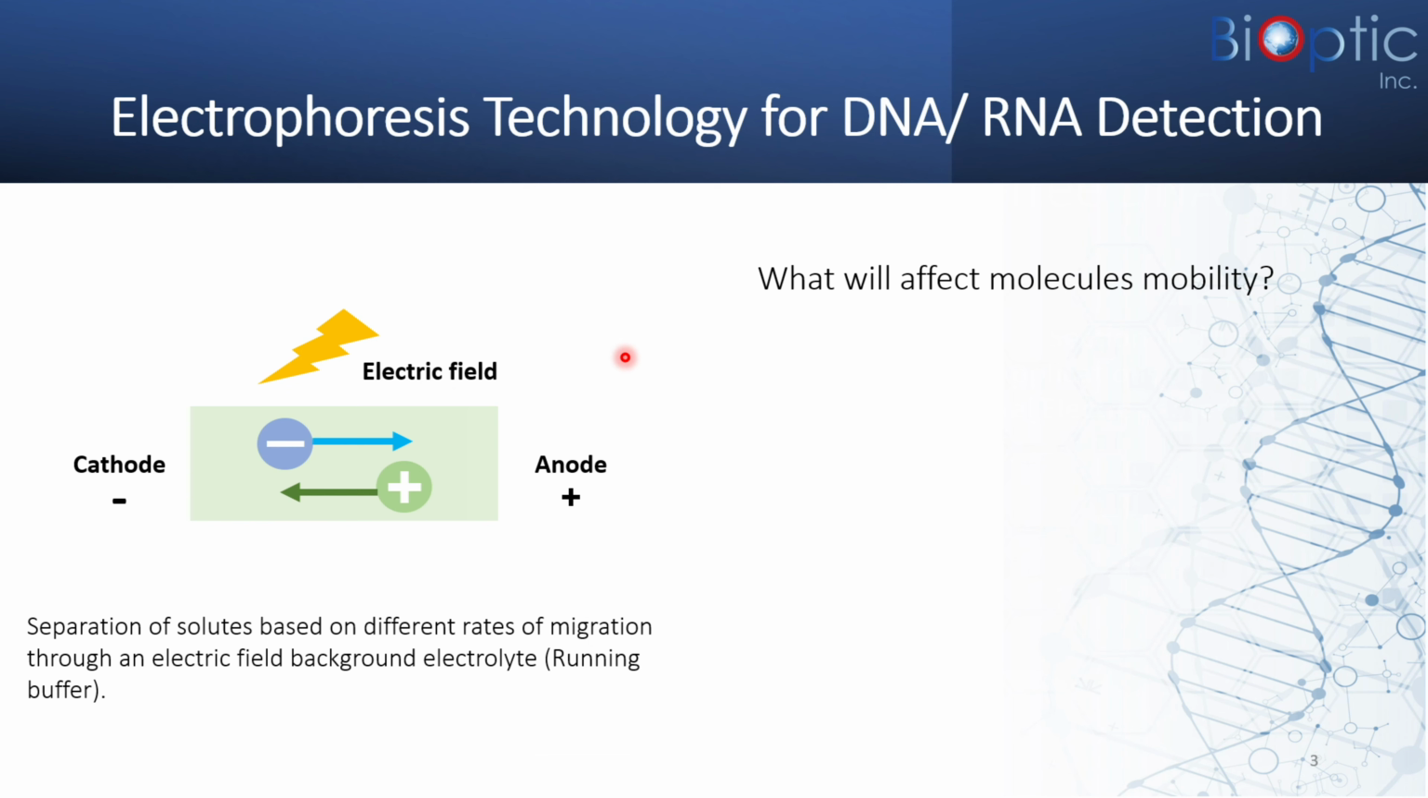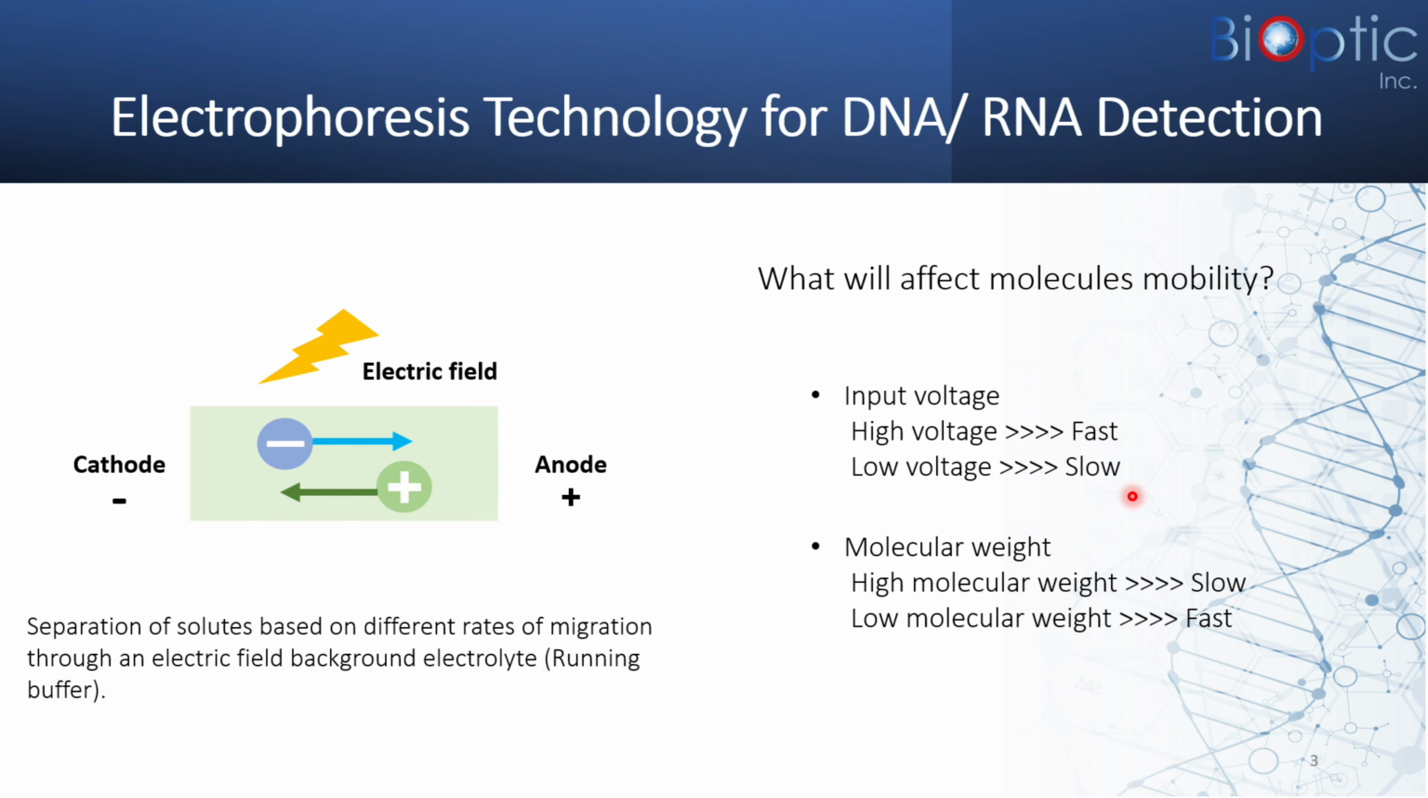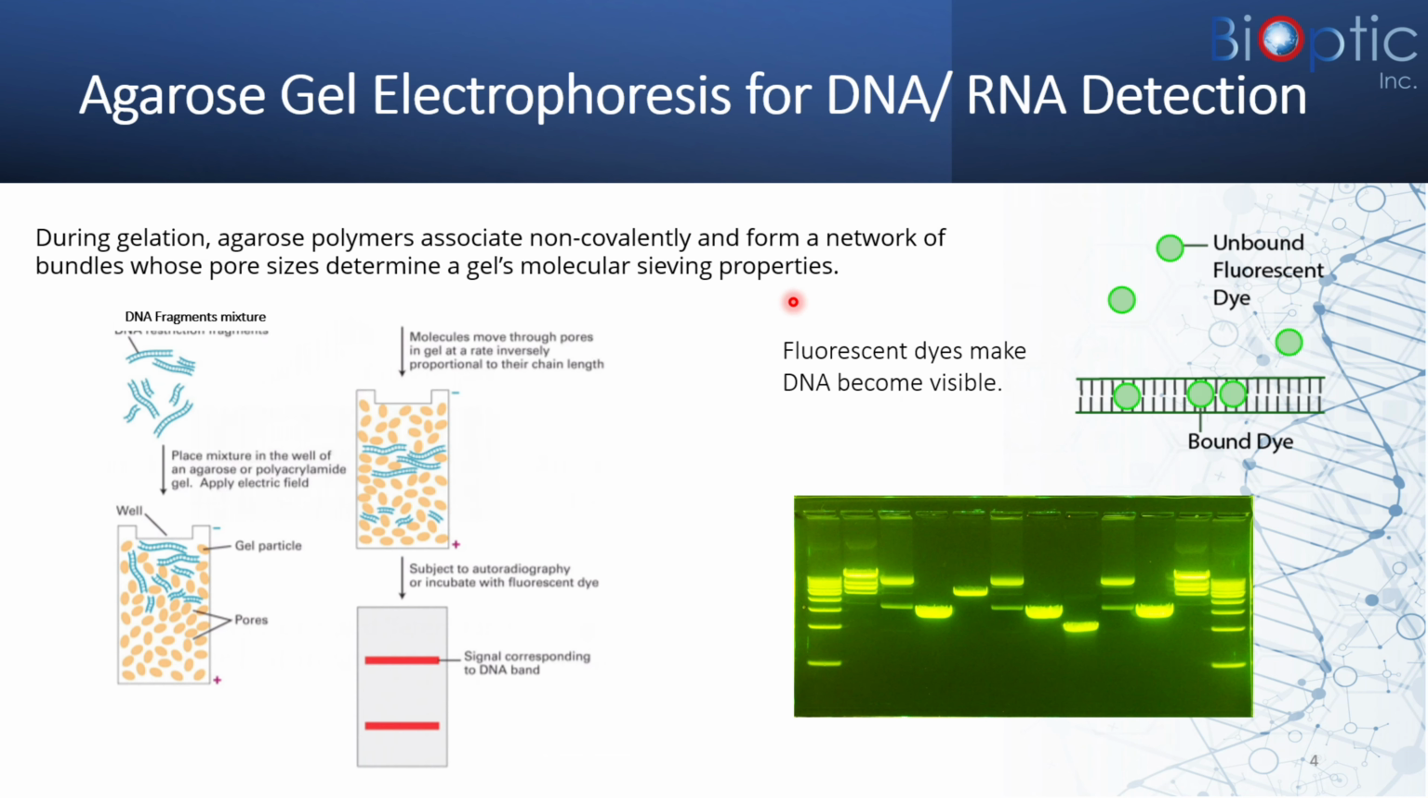Electrophoresis is separating materials based on their charge and mobility under an electric field with electrolyte. The materials with positive charge will move toward the cathode and negative charge will move toward the anode. The factors that affect molecular mobility include the input voltage of the electric field, molecular weight of the separated materials, and the materials' isoelectric point. Following are 3 common electrophoresis technologies.